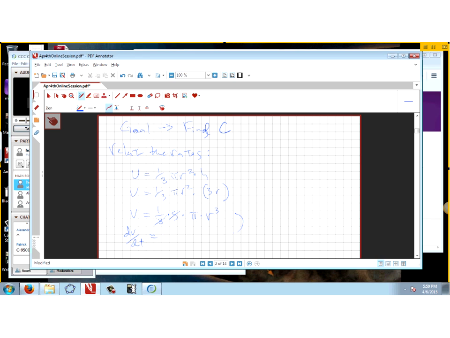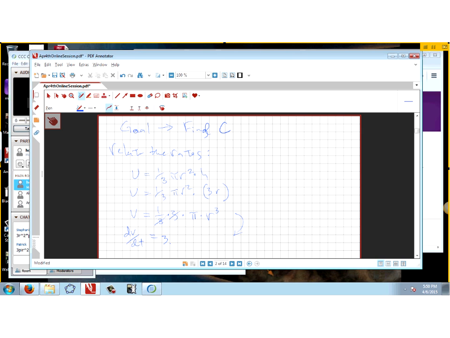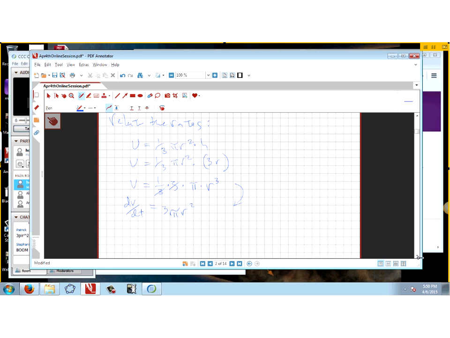Now what's our dV/dt? Can everyone write down, if this is V, then what's the relationship for dV/dt? That's right. Now, what is the next step? What do we need to do now? We have to substitute the givens, the info.